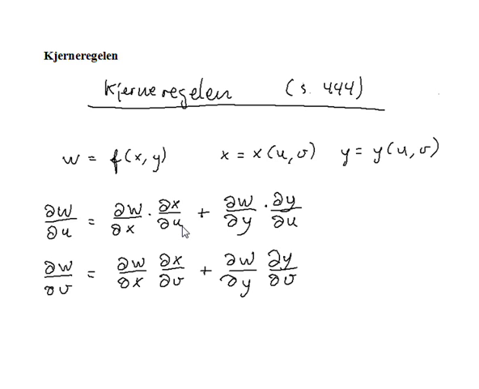So if we only had one variable, this would be the result. But now we have two variables, so we have to add this term: the derivative of w with respect to y multiplied with the partial derivative of y with respect to u. And we get a similar expression for the partial derivative of w with respect to v in this form. This chain rule is important for understanding the Laplacian in polar coordinates.